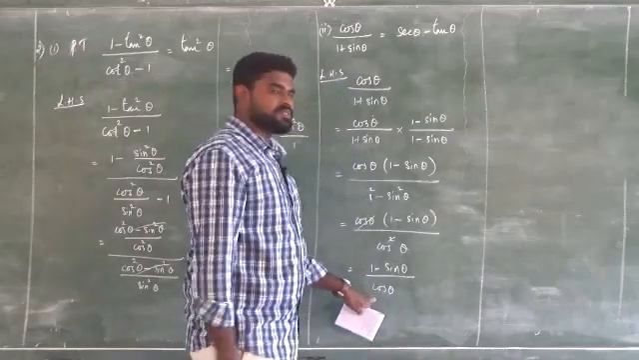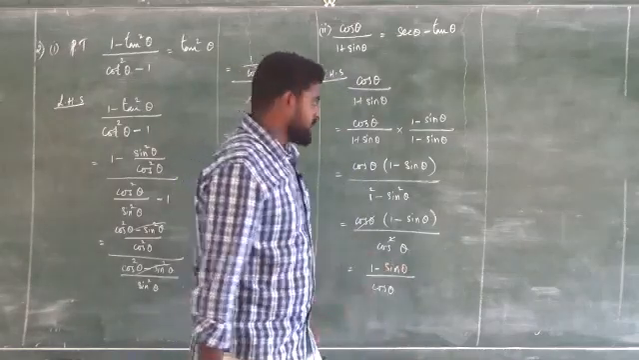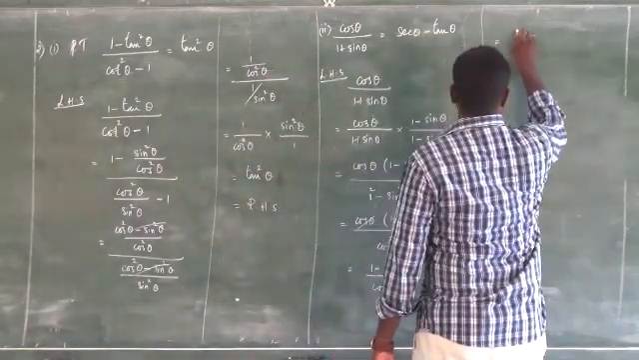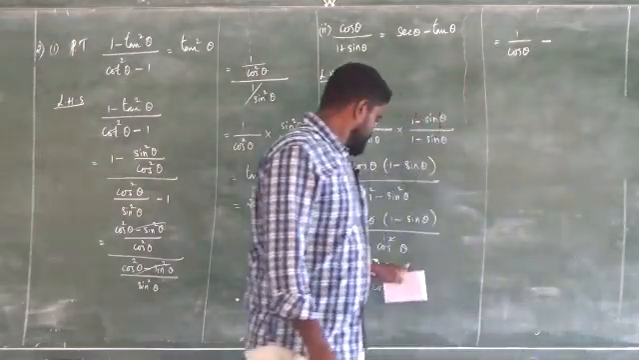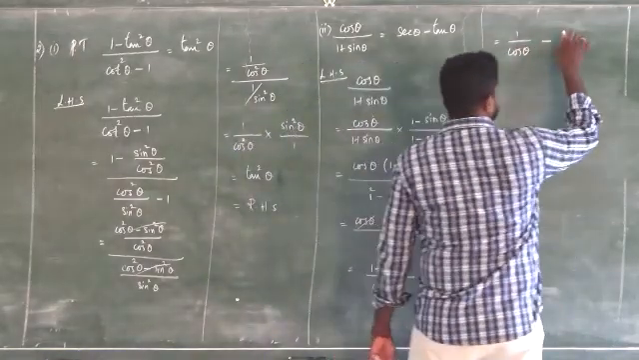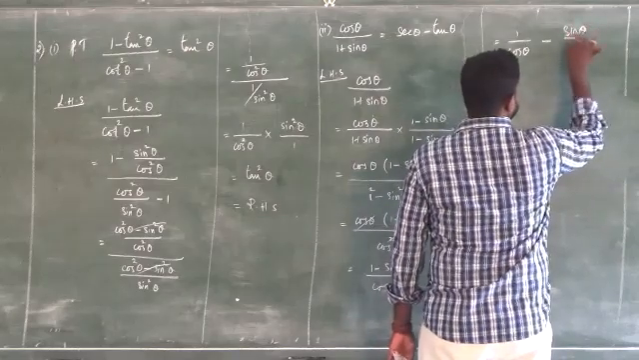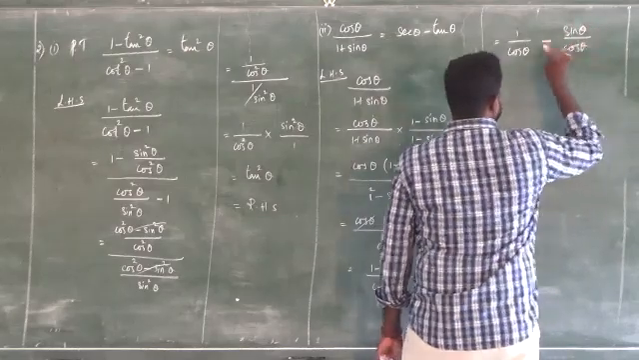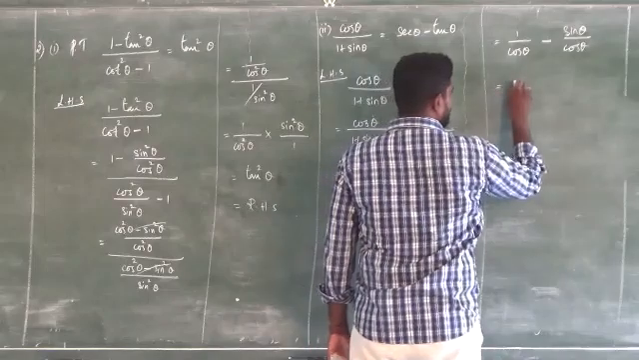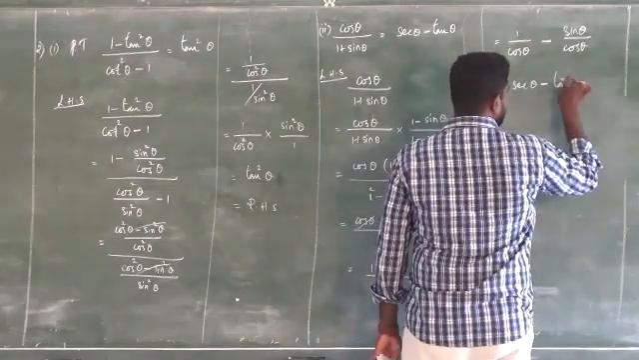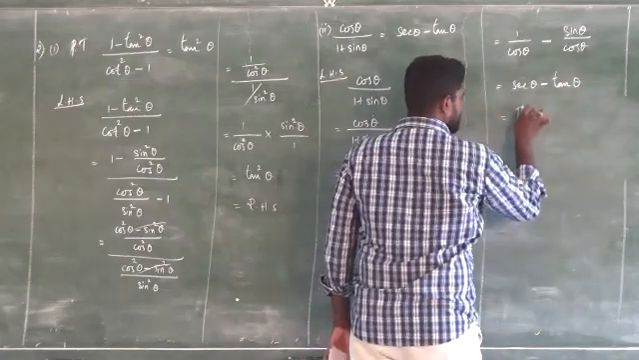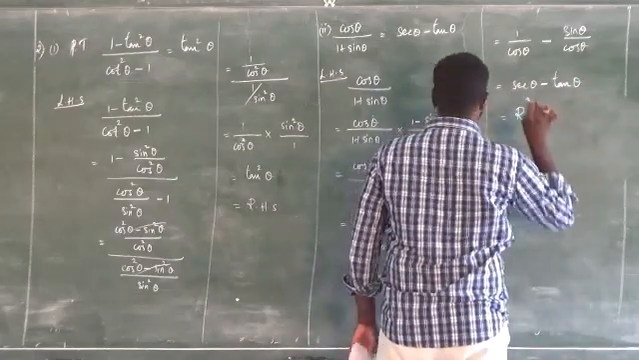So this cos theta is common for both 1 and sin theta. So this can be written as 1 by cos theta minus sin theta by cos theta. So 1 by cos theta, the reciprocal of cos, is secant theta, and sin by cos is tan theta. So that is the RHS, hence the proof.